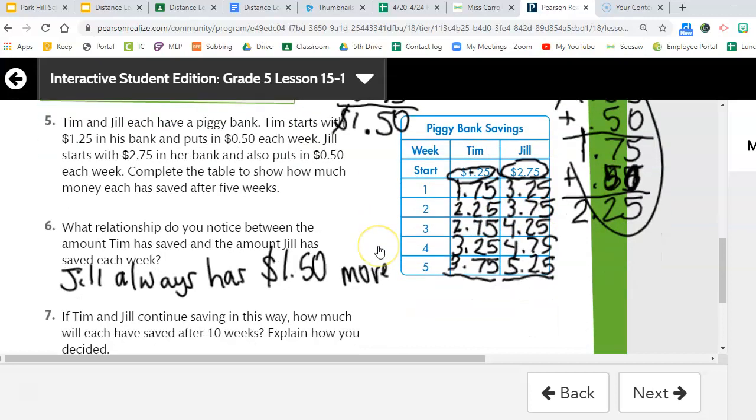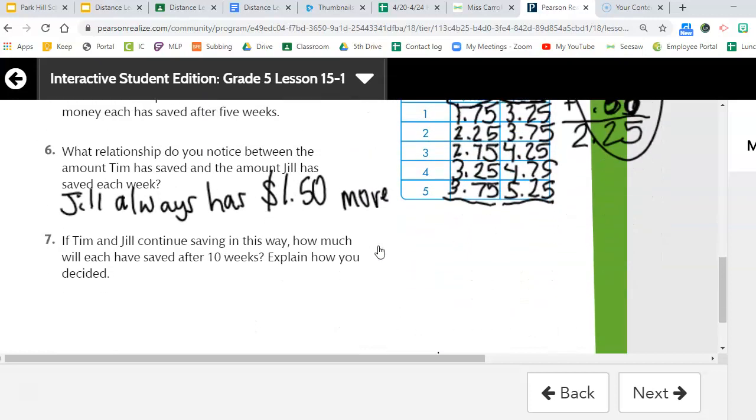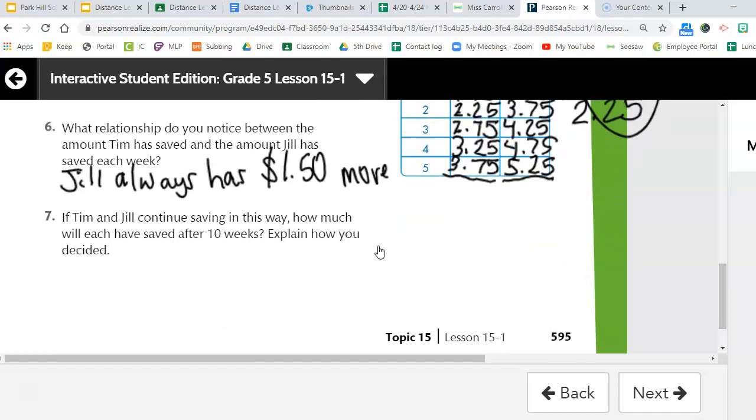Now finally, the last one. This one's kind of the tricky one. If Tim and Jill continue saving in this way, how much will each have saved after 10 weeks? So right now we just have 5 weeks. So you could do this. You could keep going. You could go 6, and you could add up 7, and you could keep going with your chart. However, there's a little bit easier way to do this.